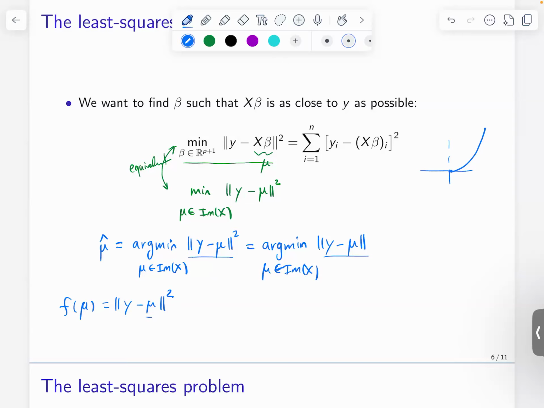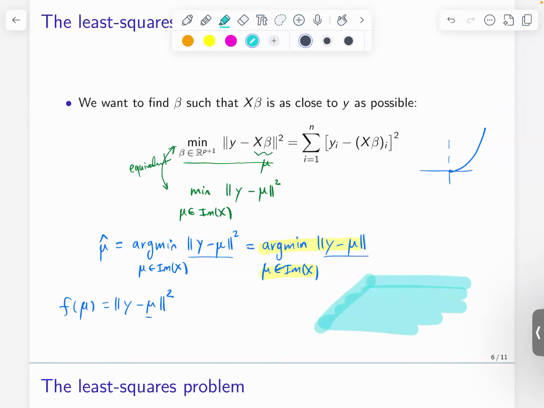Okay, now this one is hopefully familiar to some people. What is this problem? You're looking at a vector y and measuring the distance to mu, where mu is a generic element of the image of x, and you're asking what mu minimizes this distance. Anyone remembers? Yes, projection. So finally we meet projection.